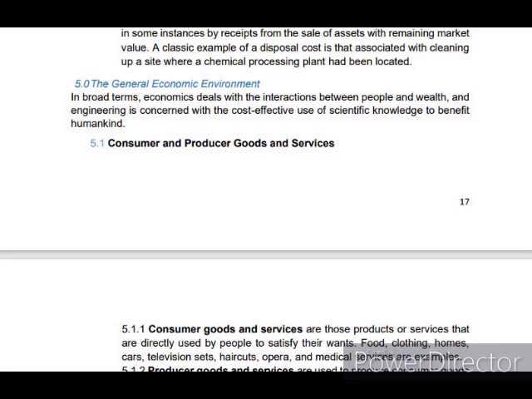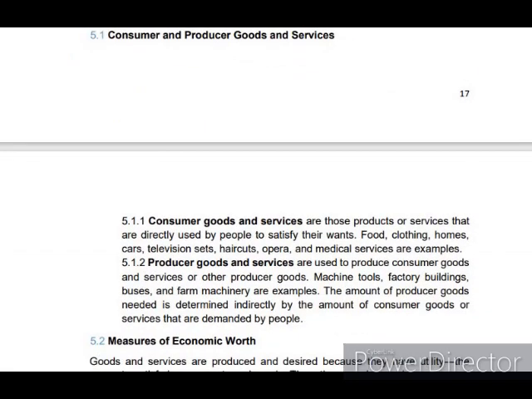5.1 Consumer and Product Goods and Services. Consumer goods and services are those products or services that are directly used by people to satisfy their wants. For example, food, clothing, homes, cars, television sets, haircuts, opera. So opera is included here, and entertainment and medical services are examples.